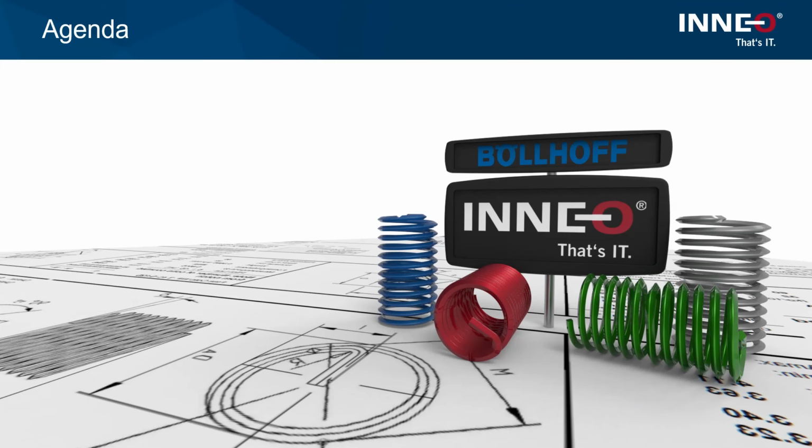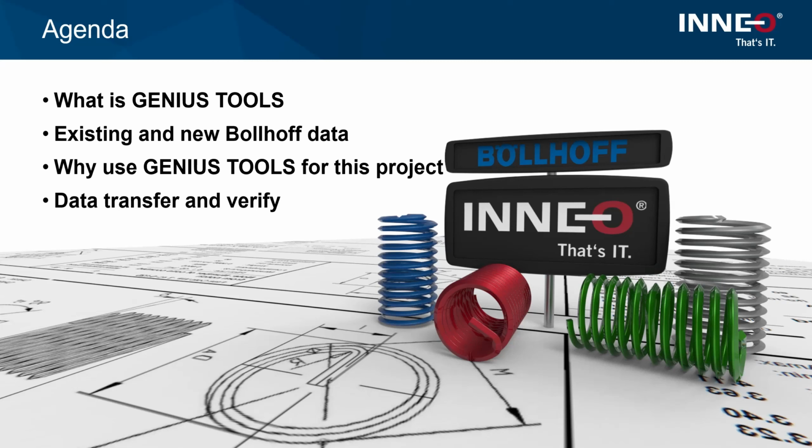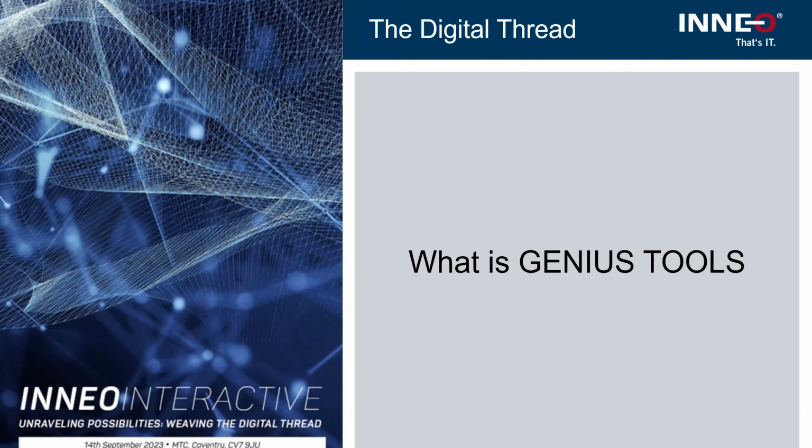First of all, we look at the agenda. So what we'll look at is what is the GENIUS Tools suite, existing and new Bollhoff data, so how they currently do it and what we've done, and then why did we use the GENIUS Tool solutions for the project, and how we transfer the data and verify that we've done it correctly, and then lastly, what are the next steps in this project. So first of all, what is GENIUS Tools?